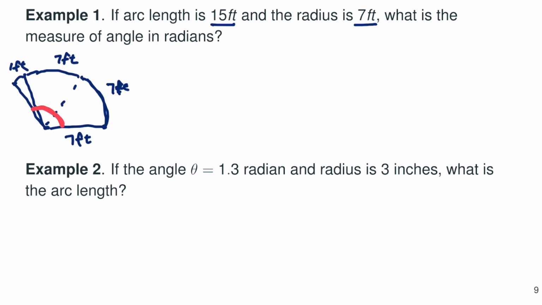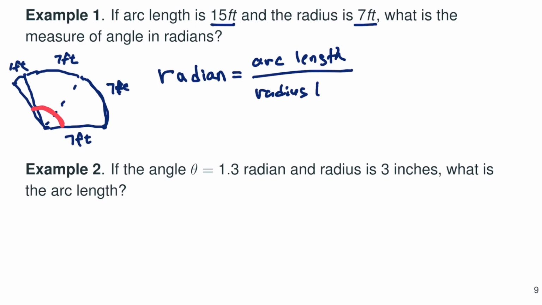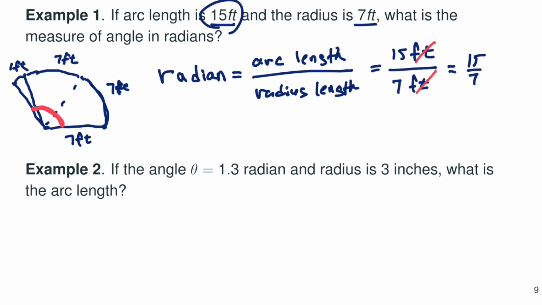Then we need to go back to the idea that radian is arc length divided by radius length. Well, arc length is 15 feet, given. Divided by radius, which is 7 feet. You see that the feet cancel out? We have 15 over 7. So we can just call it 15 over 7 radians. We can also write it in decimals, which is about 2.14 radians.